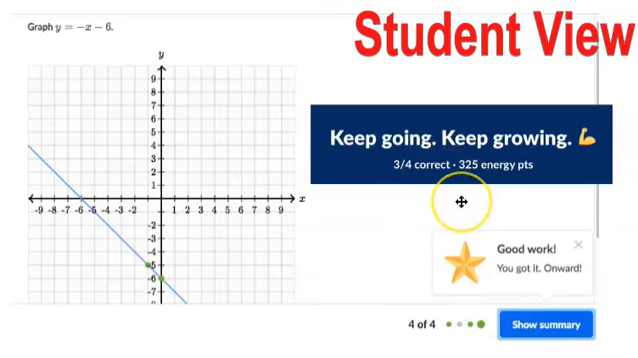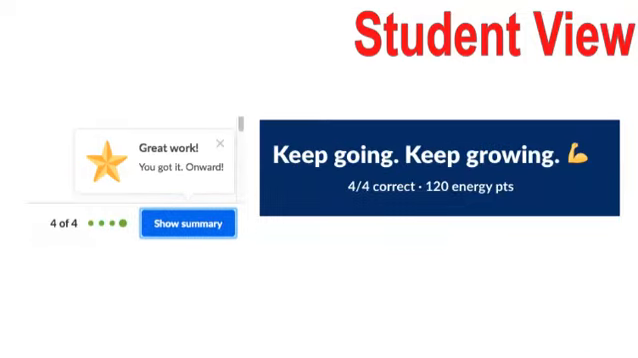And sometimes it'll say, oh, you're done. Well, I'm done with this set of 4. Once I hit show summary, this pops up and it says 3 out of 4. I would expect you to get a 4 out of 4. This will show up as a 75% on my screen. So I would expect you to do it again.